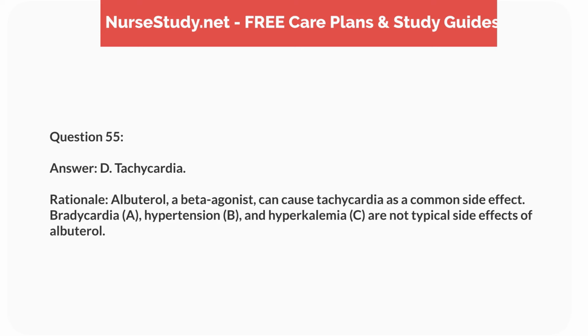Tachycardia. Rationale: Albuterol, a beta agonist, can cause tachycardia as a common side effect. Bradycardia, A, hypertension, B, and hyperkalemia, C, are not typical side effects of albuterol.